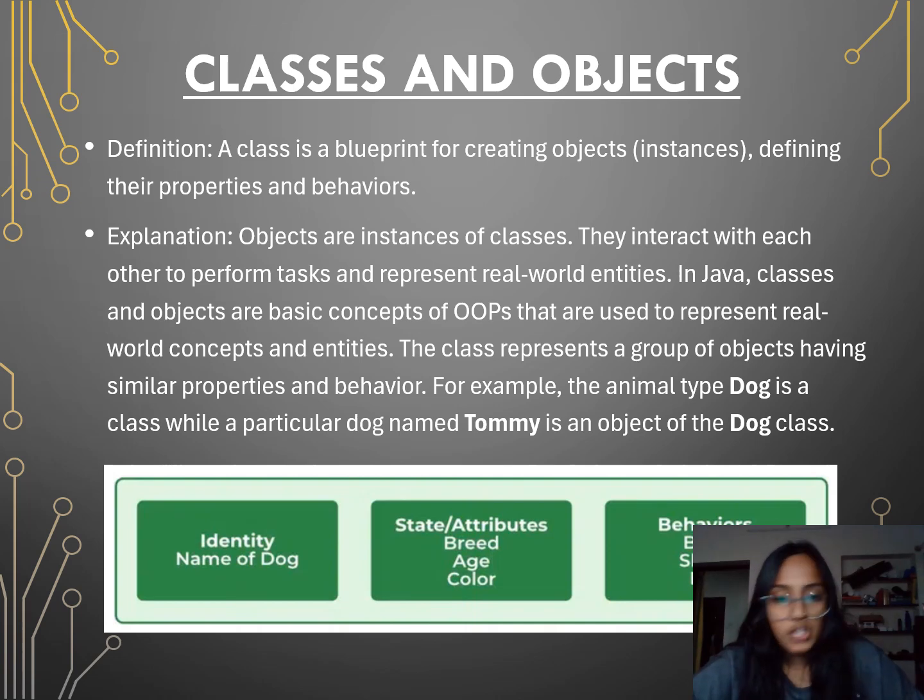We have a picture here where the identity is the name of the dog. How we recognize Tommy is because he's Tommy and we call him by his name. The attributes for Tommy are his breed, his age, and his color. That could be a white retriever, a black retriever, or anything like that. And its behaviors are barking, they sleep, they eat, they drink water, they go on walks, they have fun, they are excited to play with their owners. All these things come under the behaviors of a class, in this example, a dog.